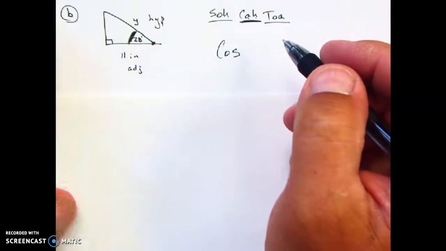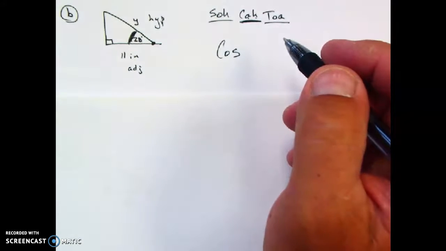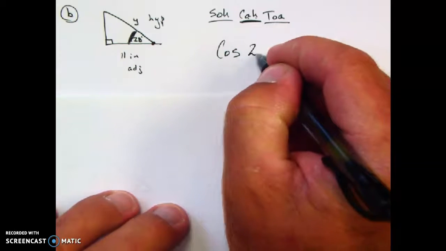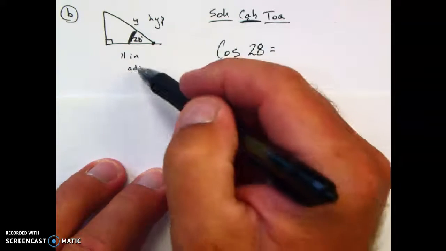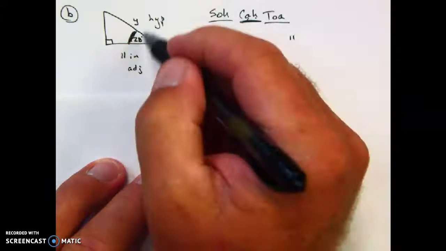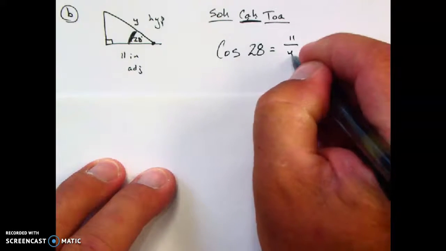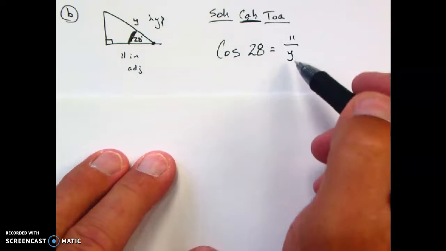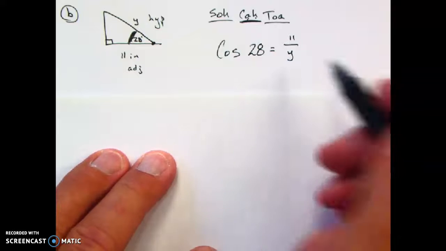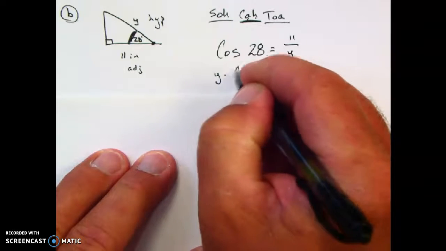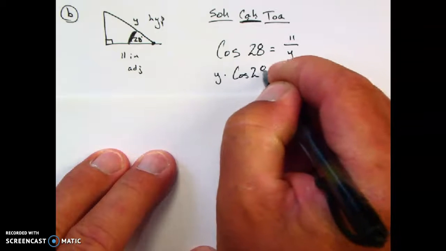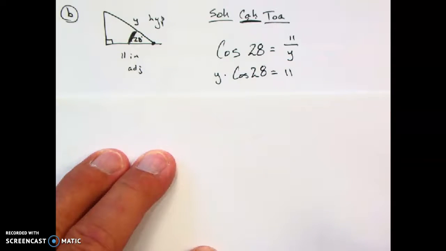That angle is 28 degrees. That is equal to adjacent over hypotenuse. My adjacent is 11. My hypotenuse is the variable. So this one's a little different than the last example. We have our variable on the bottom. My first step is still the same. I would multiply that over. So we have y times the cosine of 28 is equal to 11.